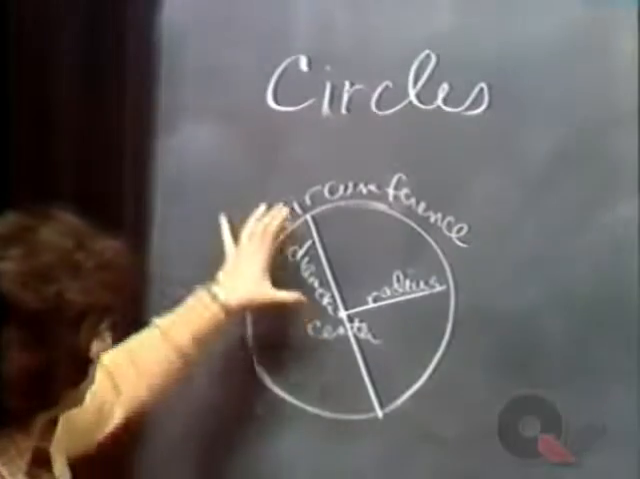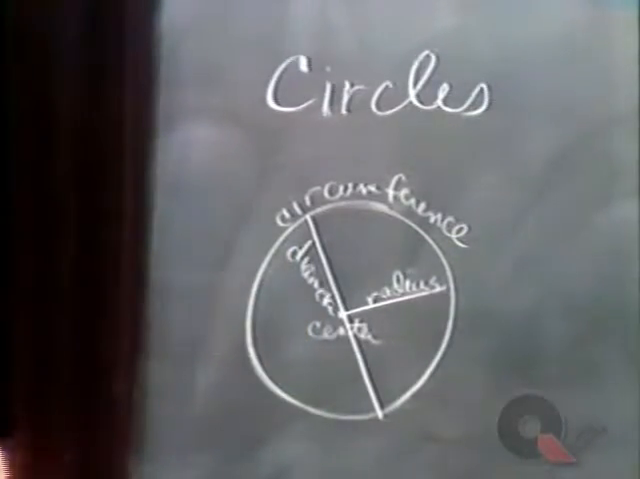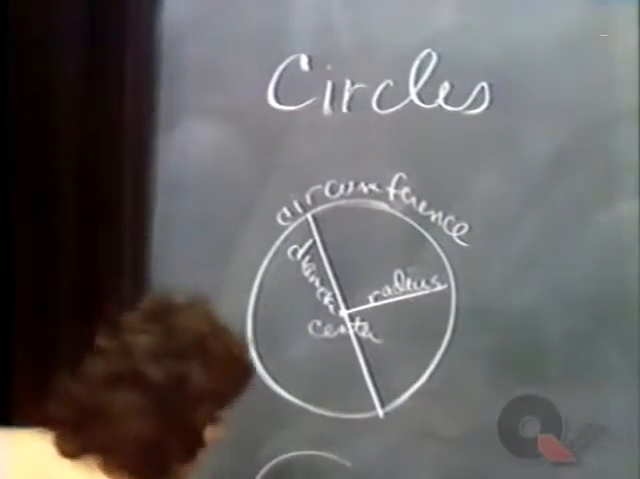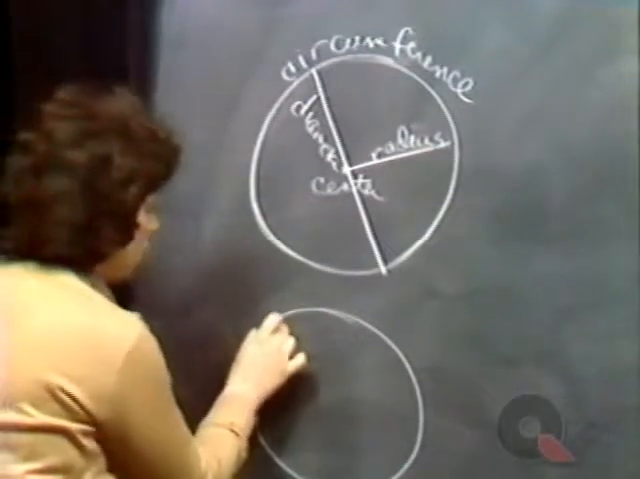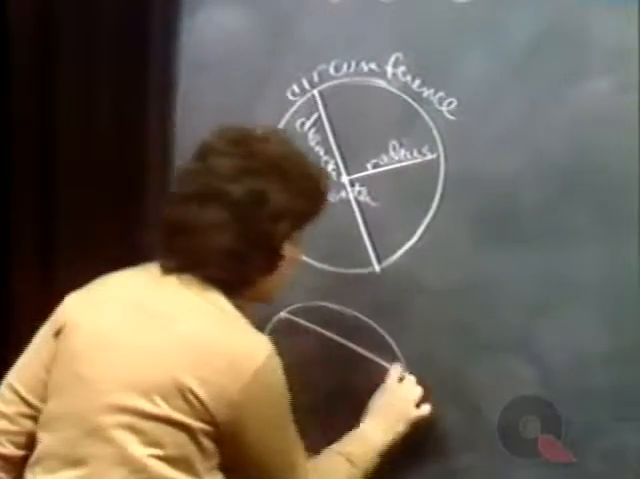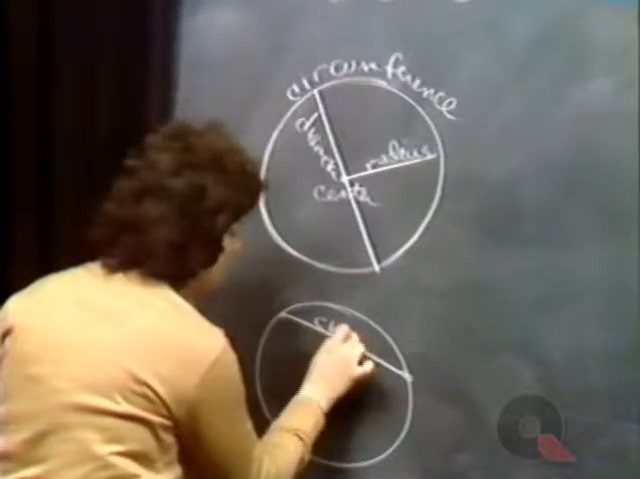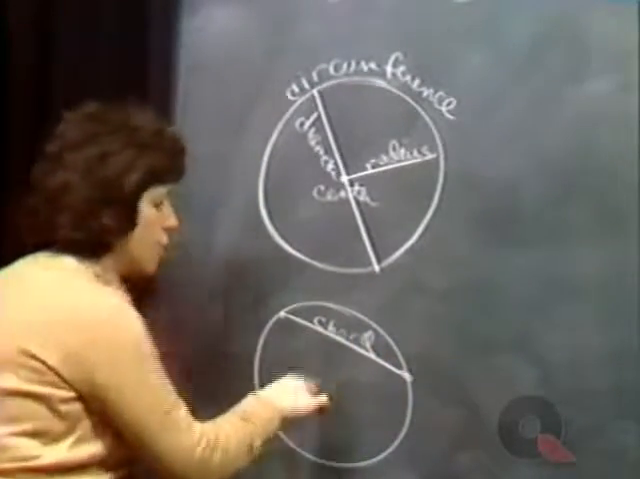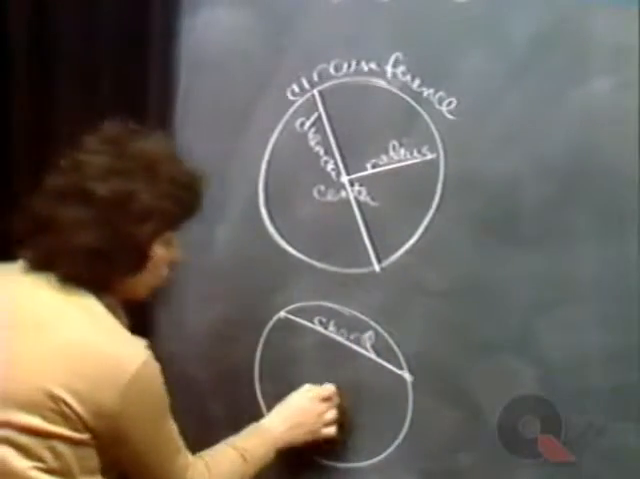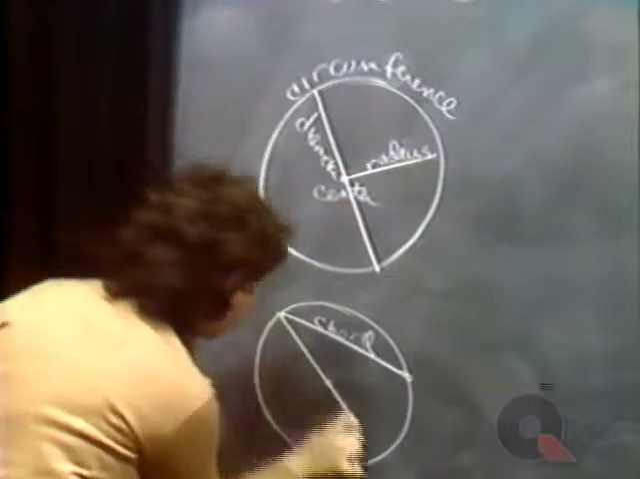The diameter is a special example of a chord of a circle. A chord of a circle is a line segment connecting 2 points on the circumference. If the chord goes through the center of the circle, it is called a diameter.